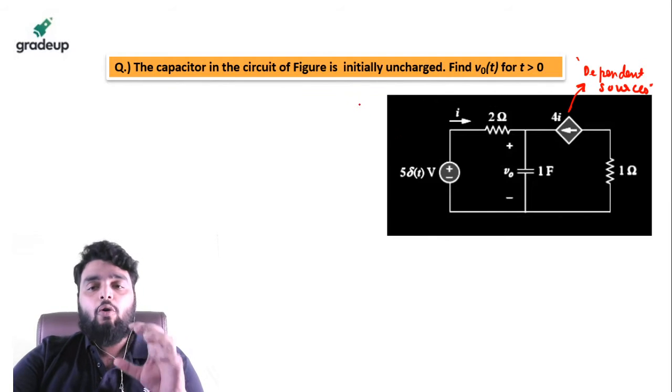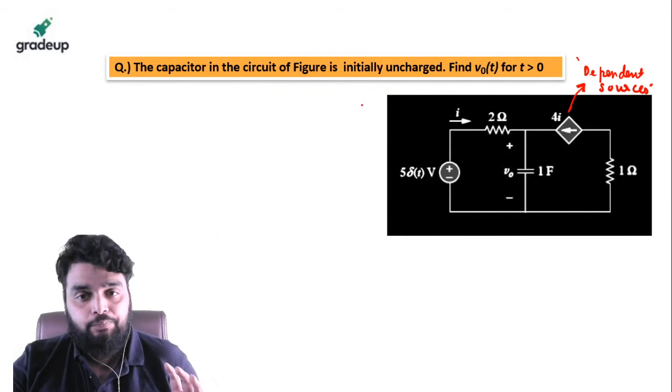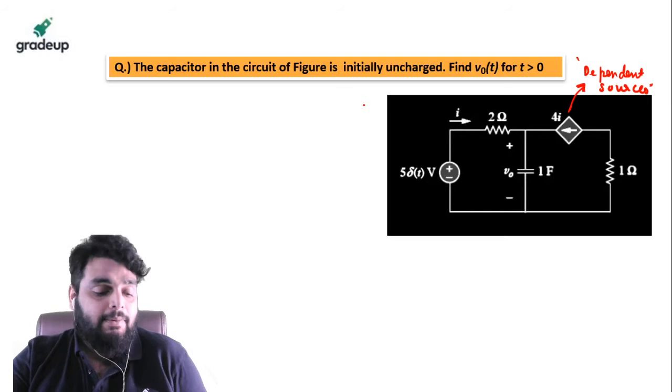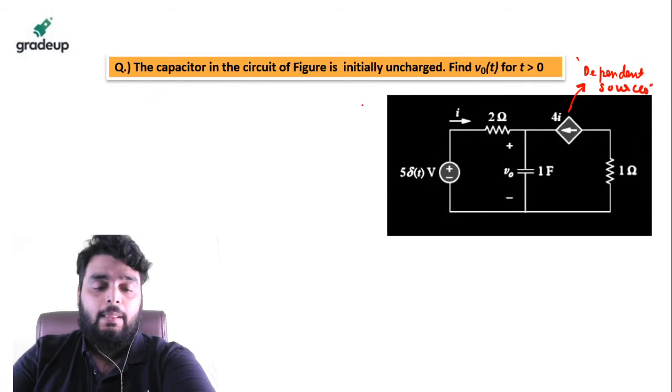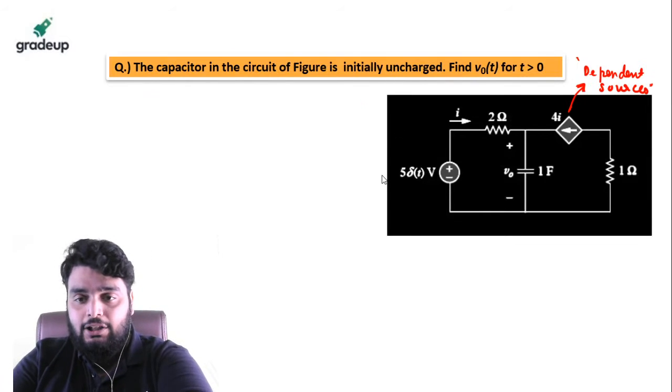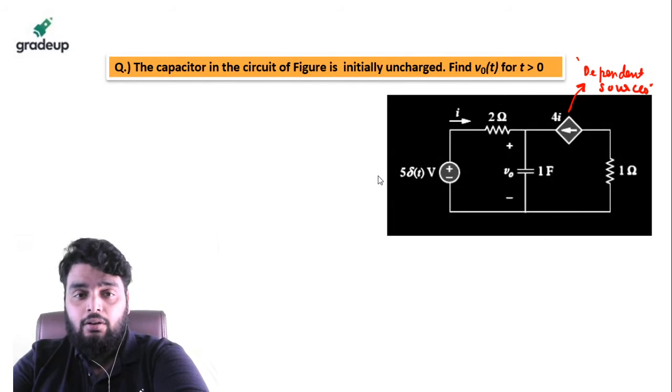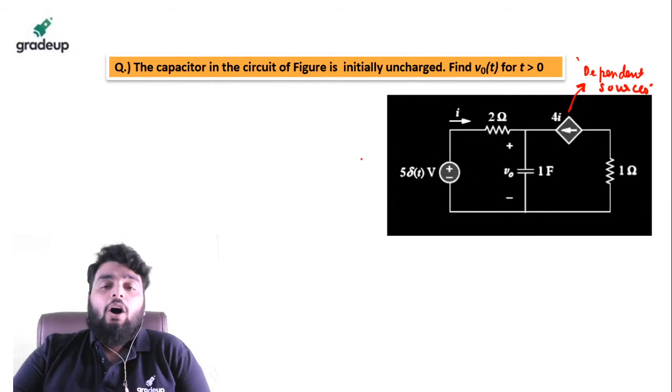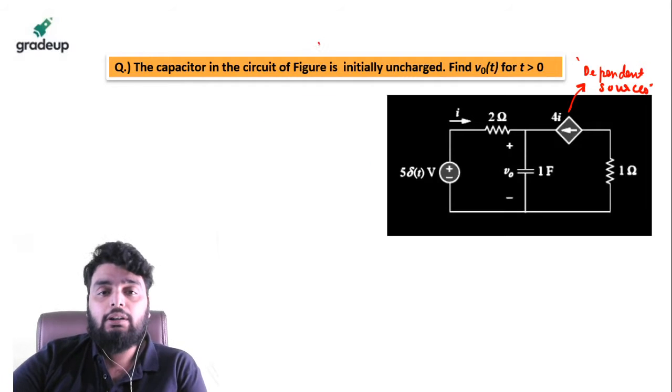Now first of all, you have to check the order of a circuit. What is the order of a circuit? Tell me everyone, what is the order of a circuit? And good evening Prakash. Okay, so tell me the order of the circuit. So right now the order of the circuit is equal to 1, right?